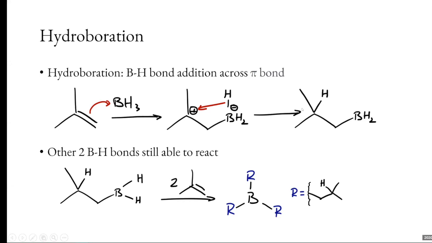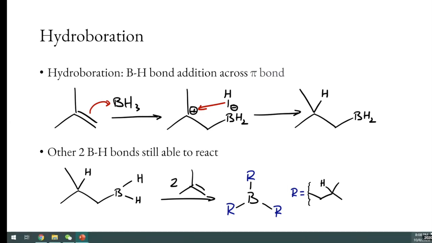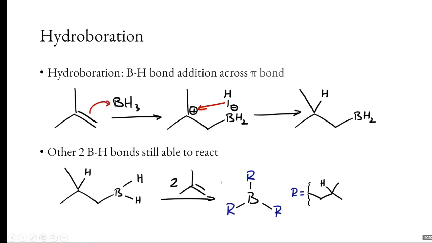And interestingly, one borane molecule is able to react with 3 of these double bonds to form a trialkyl borane. I think that's what we call it. Yeah, trialkyl borane, and I'll use R to save some drawing. Okay, so now we have this trialkyl borane, which is the hydroboration part.